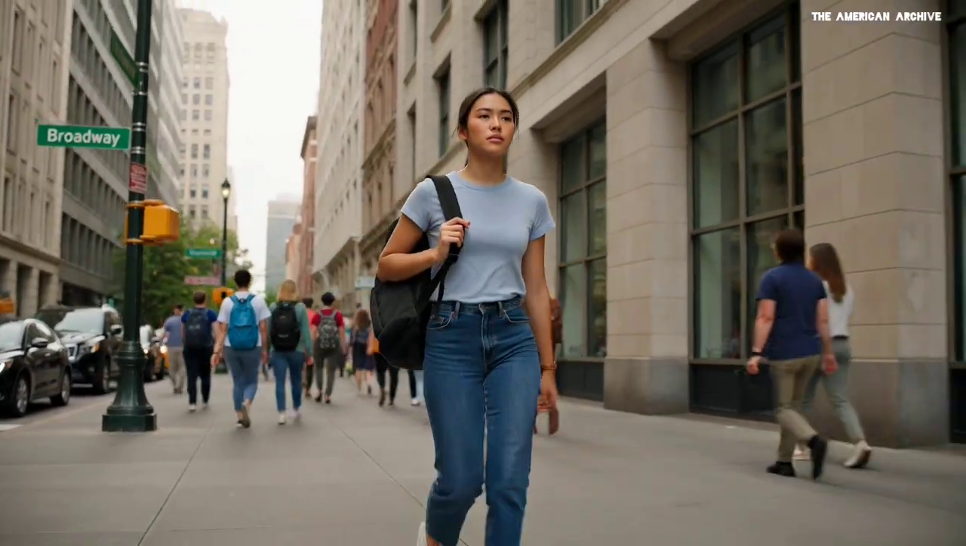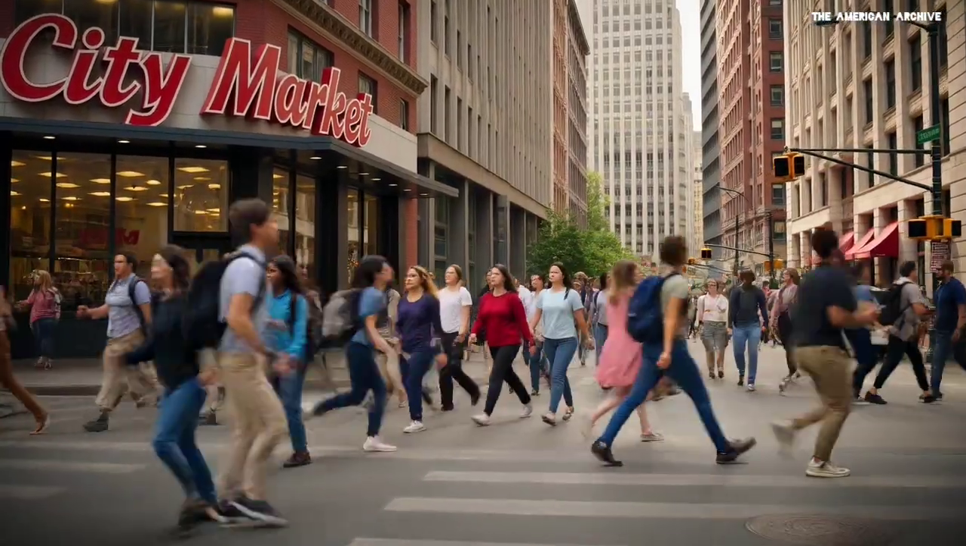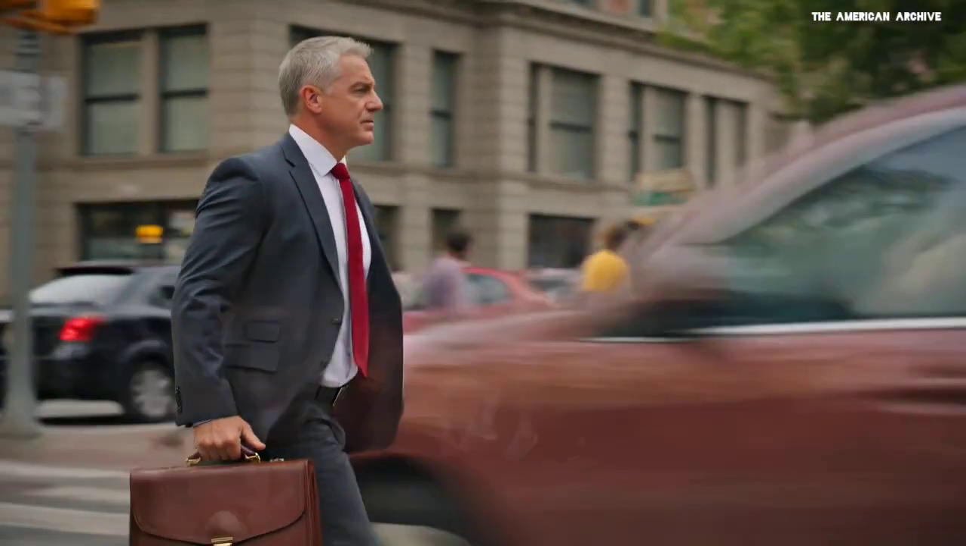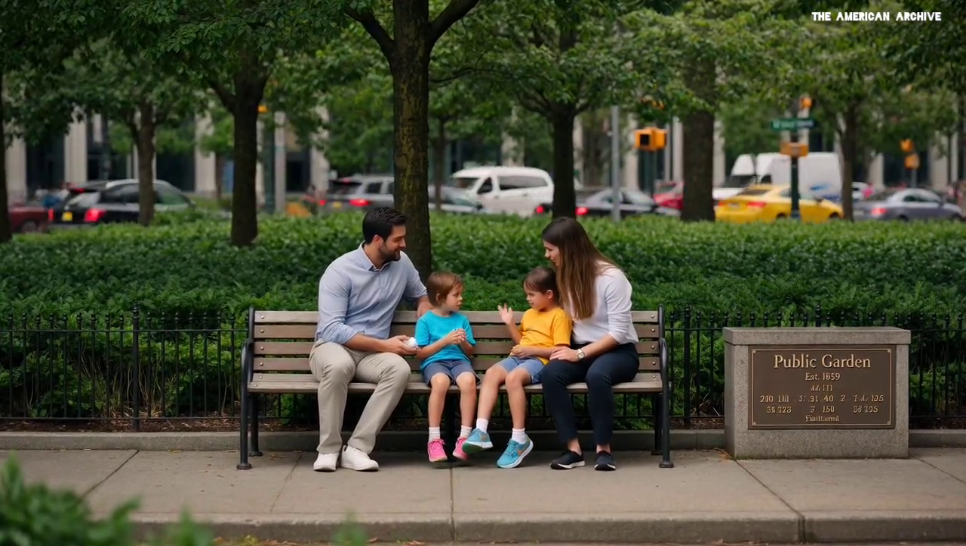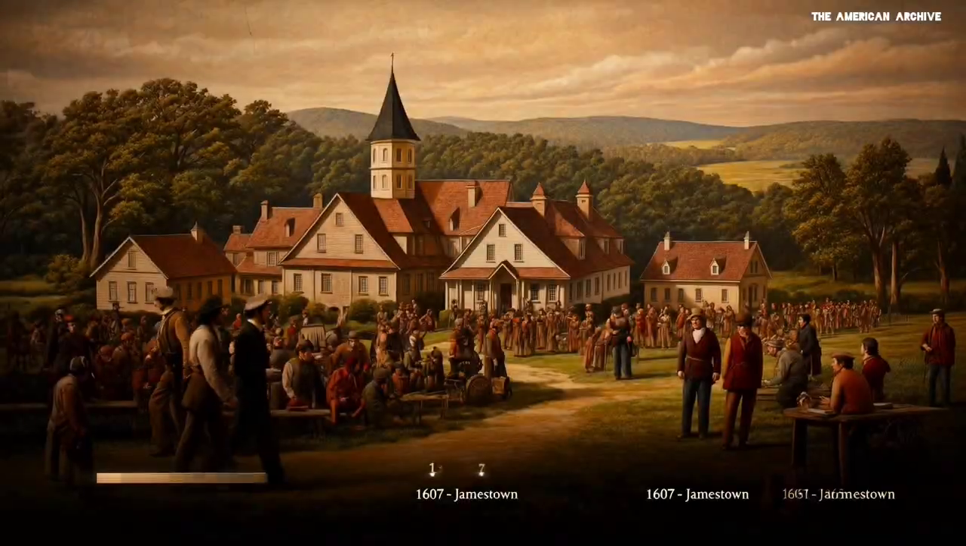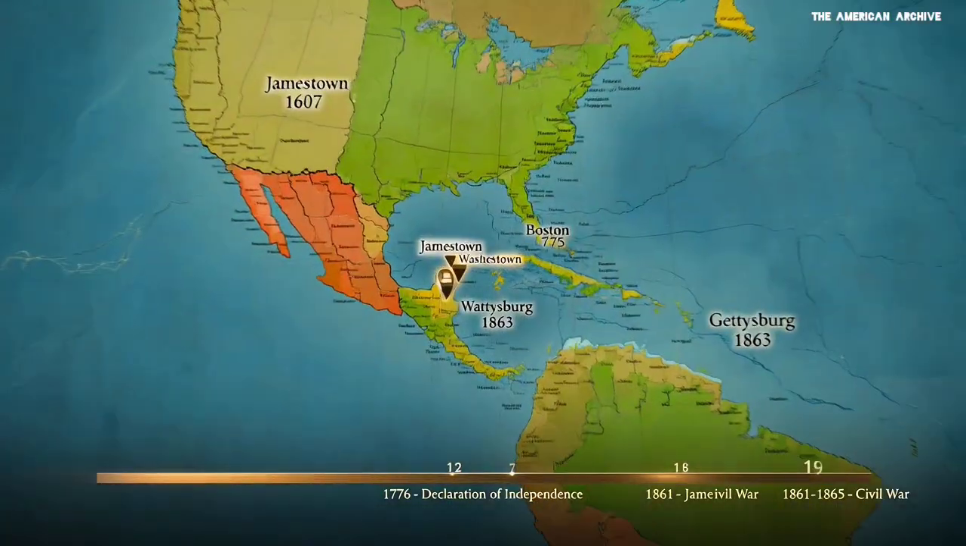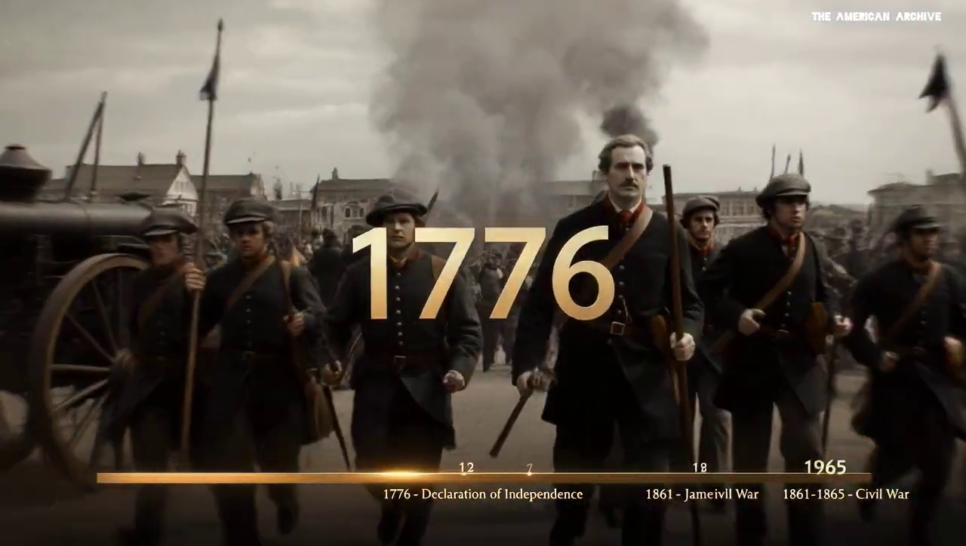Modern America continues to debate identity, equality, immigration, and global leadership. The history of the United States includes achievement, conflict, progress, and contradiction.